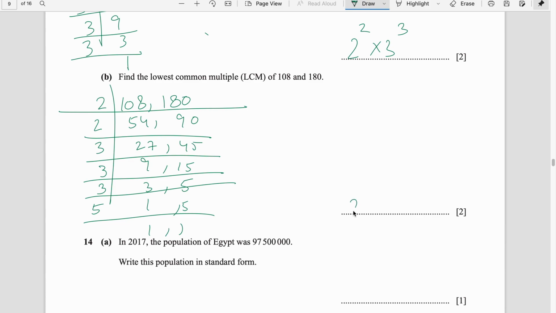So 2 squared times 3 cubed times 5. Either you leave your answer in this form or you multiply. 2 squared times 3 cubed times 5: 2 squared is 4. 4 times 27 is 108. Times 5 is 540.